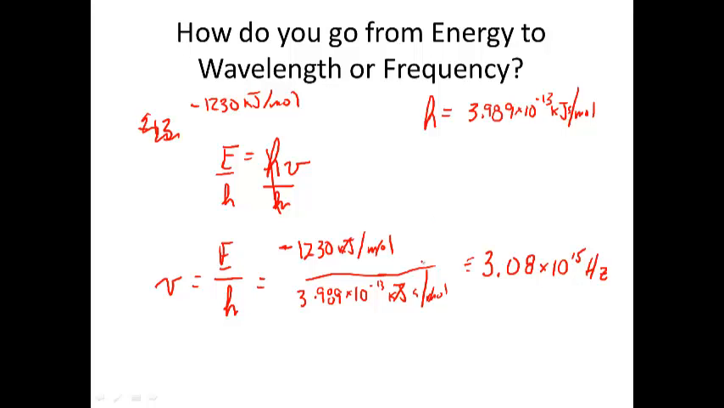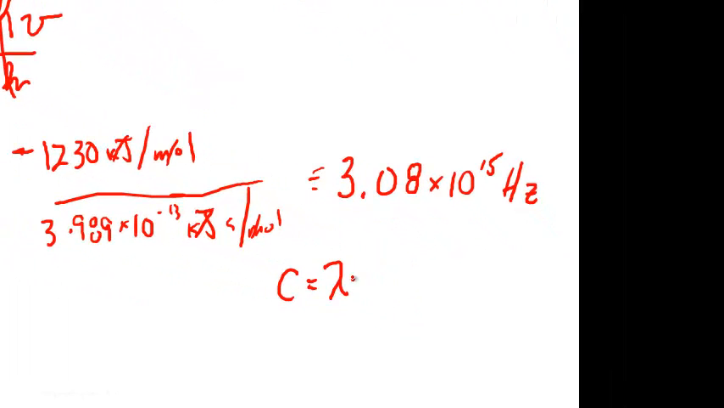Well, I'm going to use the equation c equals lambda nu to get there, and I'm going to be solving for wavelength. I have the frequency and I have the speed of light. I'm not going to show you how to do that because I've shown you that already. All right, and pretty much that's all the questions that I got, folks.